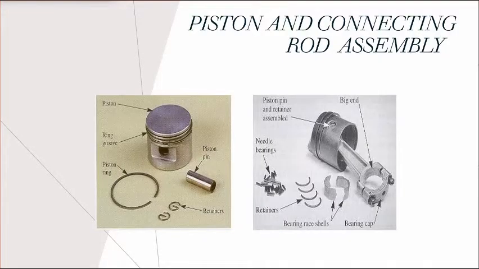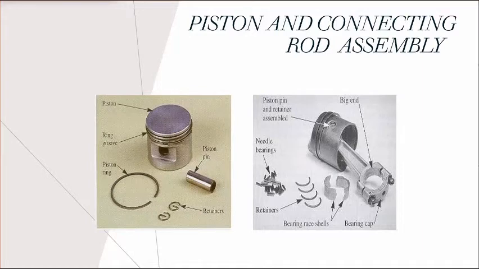In the piston assembly, it consists of a piston, piston rings, and a piston pin known as a gudgeon pin. A piston is connected to the small end of the connecting rod with the help of the gudgeon pin. It guides the connecting rod when gas force is transmitted. The main function of a connecting rod is to form a link between a piston and a crankshaft.